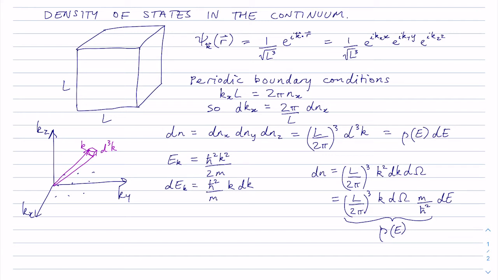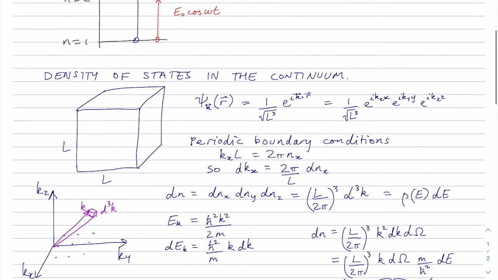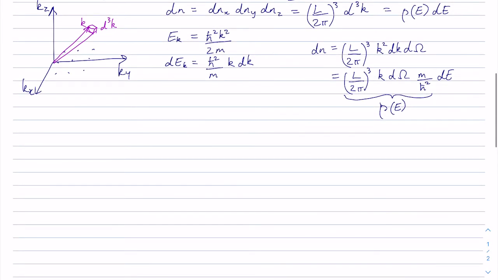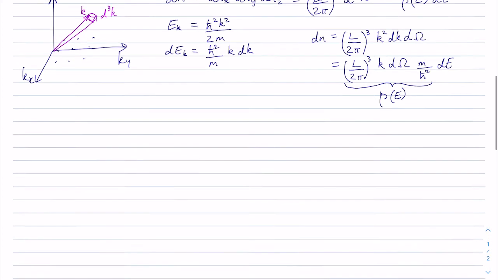Okay, so hopefully that's not something that this is the first time you've seen, otherwise I've done a terrible job of it. We want to use this in our calculation to find the rate of ionization. So we're going from the bound state to a continuum state.